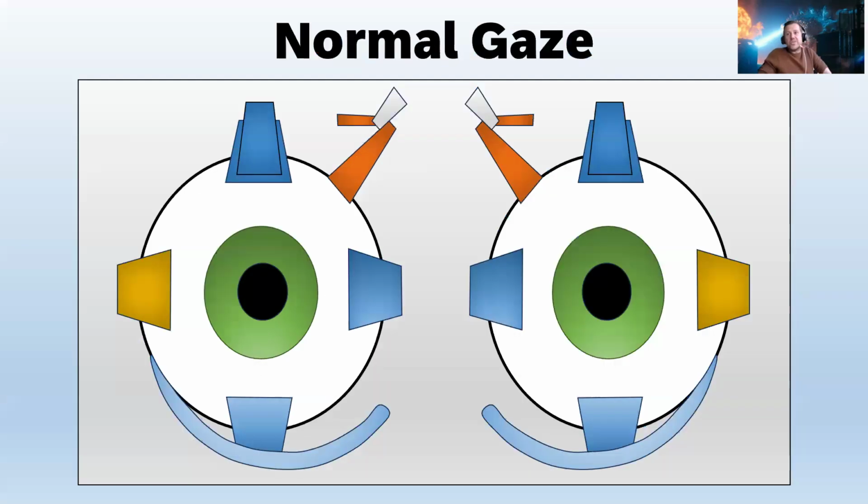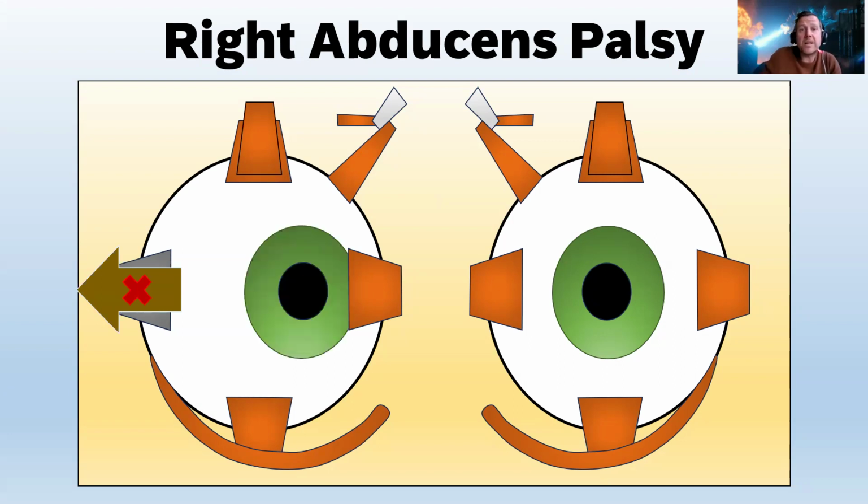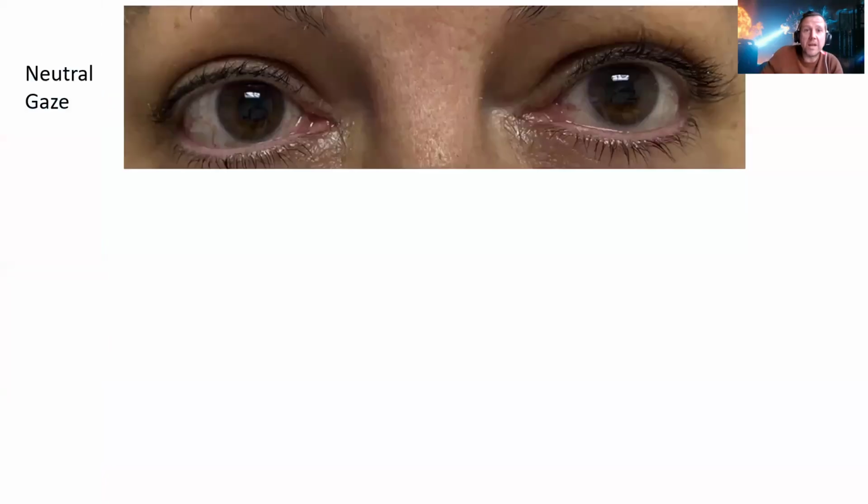Okay, a good way to understand the function of these various muscles, and what happens when one of the nerves innervating these muscles no longer functions properly, is by looking at what happens in a pathological situation. So what happens when a patient has an abducens palsy of the right eye? Well, the eye can no longer abduct, and as a consequence the eye will shift inwardly. Let's look at some pictures of a real patient. So this is neutral gaze, and when we look at the right eye, we see that it has shifted discretely inwardly compared to the left eye.